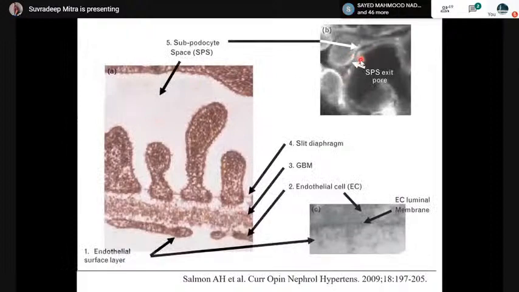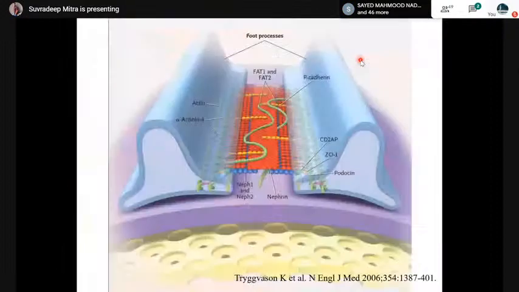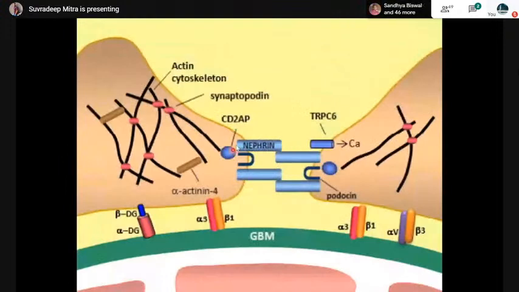I told you that this is dynamically regulated, and how? Because you see that the slit diaphragm is also linked to the actin molecule. So depending on the requirement, depending on different controlling the formation of urine, controlling the pore size of the SPS exit, and so it's a kind of a dynamic process.